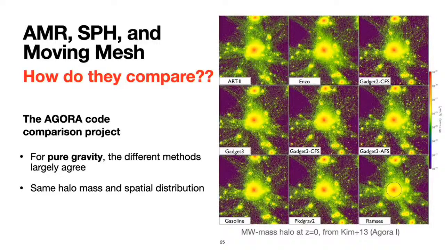So now the question is, how do these different methods and different codes compare when they are running the same initial conditions in cosmological simulations? There's a nice project called Agora, which now has many, many papers comparing different codes in different aspects. In the first paper, they show just pure gravity simulations, how they compare, and they compare quite well. There are tiny, tiny differences in the distributions of halos, but they pretty much get the same halo mass function and more or less the same distribution.